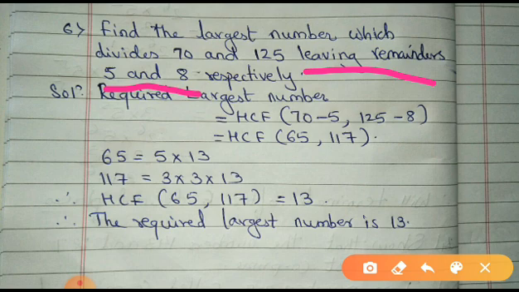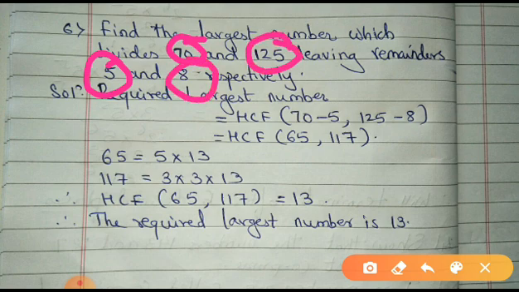If this is the question, then the required number is what? You have to find the HCF. The first number is 70, and after dividing 70 my remainder is 5, so I have to find first 70 minus 5. Similarly, find 125 minus 8. And its HCF is the required number. So it is an important question.